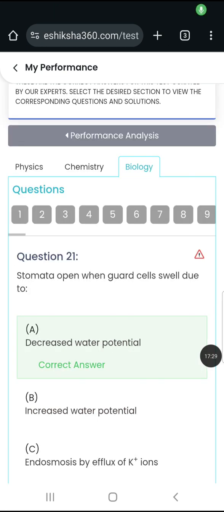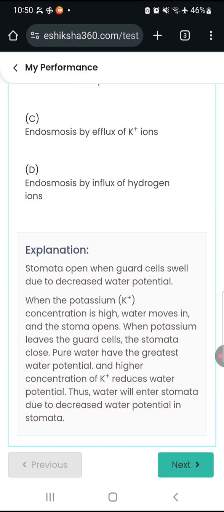Question: Stomata opens when guard cells swell due to decreased water potential. Explanation: Stomata opens when guard cells swell due to decreased water potential. When the potassium (K) concentration is high, water moves in and the stomata opens. When potassium leaves the guard cells, the stomata close. Pure water has the greatest water potential, and a higher concentration of potassium reduces water potential. Thus, water will enter the guard cells due to decreased water potential.